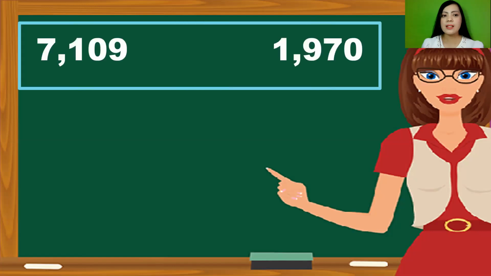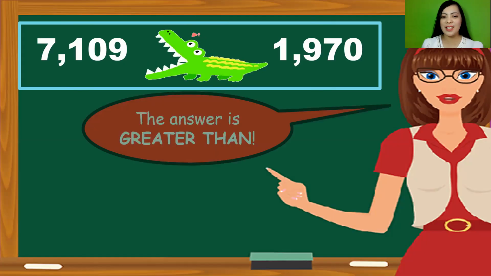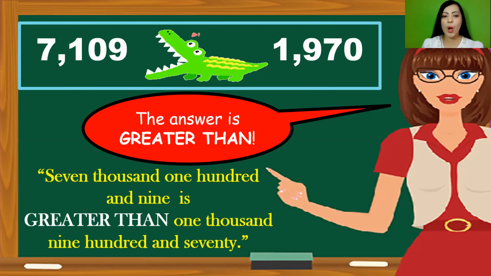Next one, 7,109, 1,970. Look at the thousands place. Yes, the hungry alligator will eat that one. The answer is greater than. So 7,109 is greater than 1,970. Okay? So that's how you're going to read in a complete sentence.